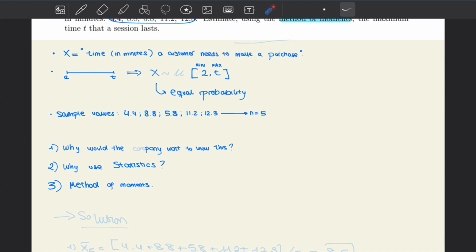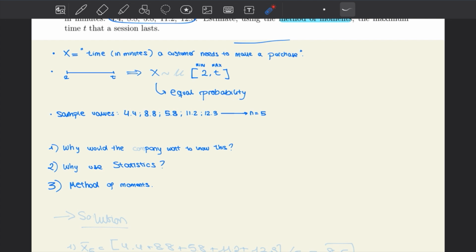Our first question is, why would the company want to know this? Well, by knowing how much time it takes for customers to complete their purchases, the company can see if it needs to improve its online web pages to make them easier to understand and to enhance customer satisfaction, or if it has already been doing a great job at it.